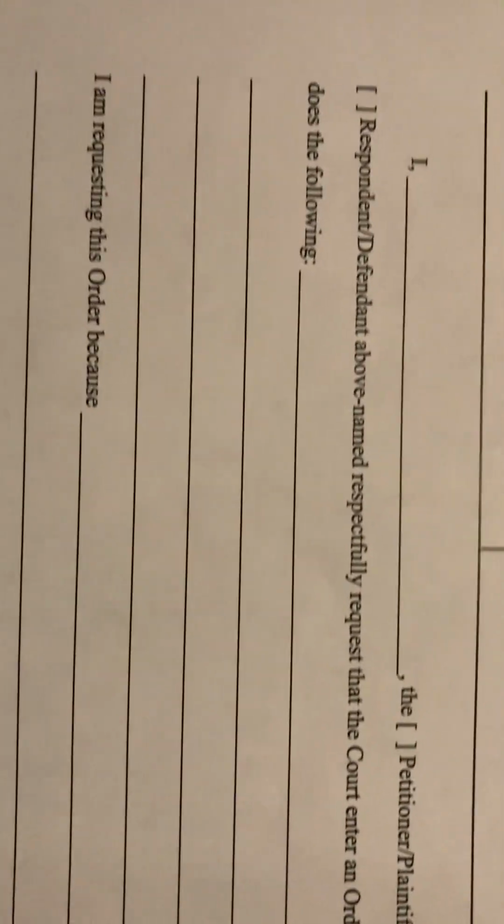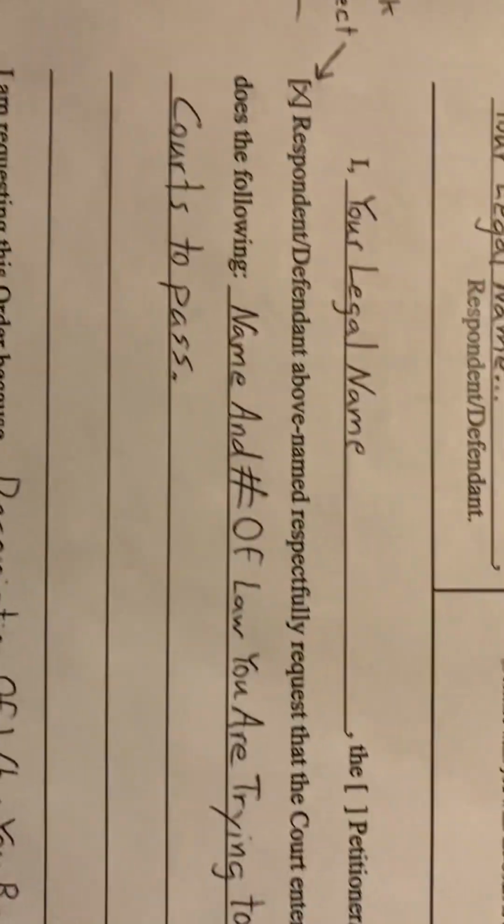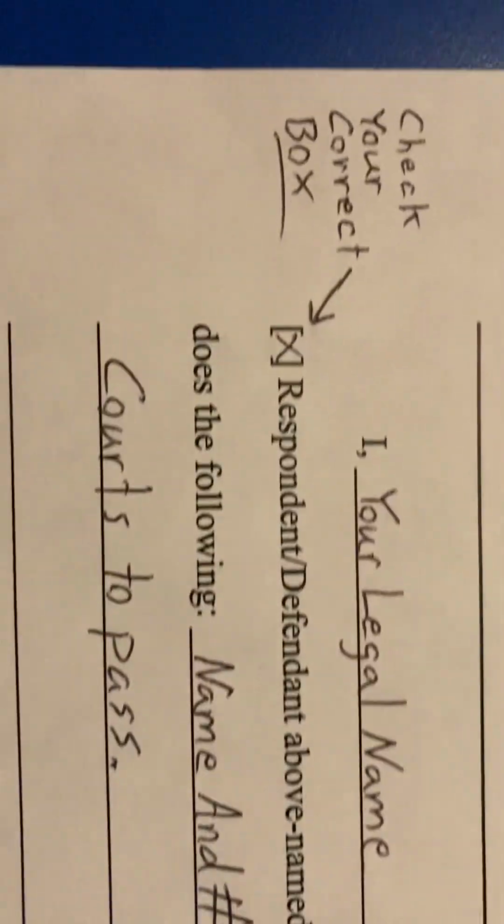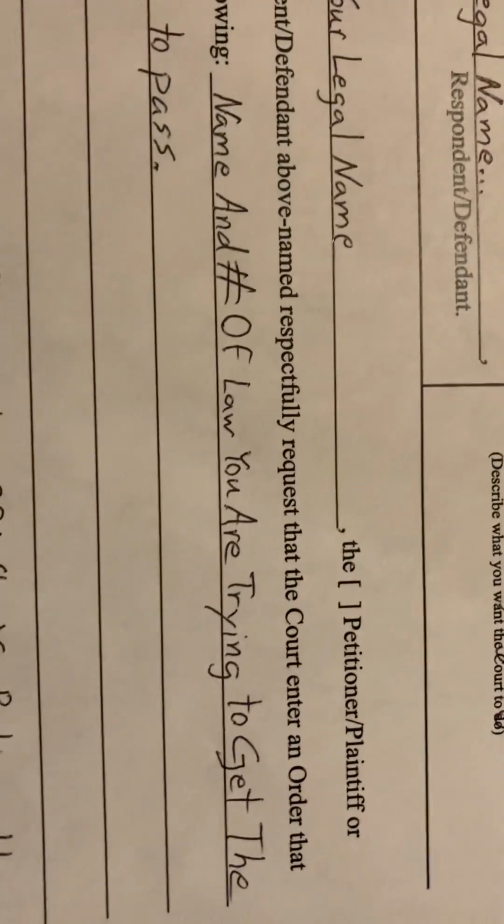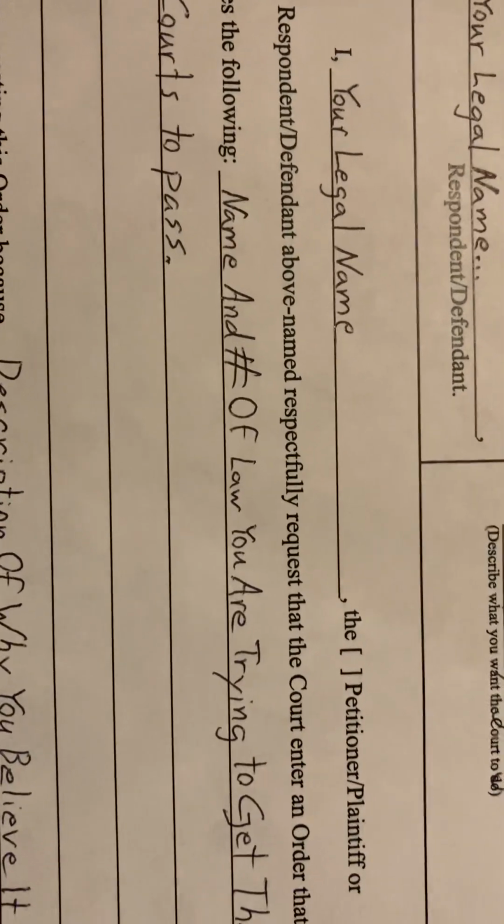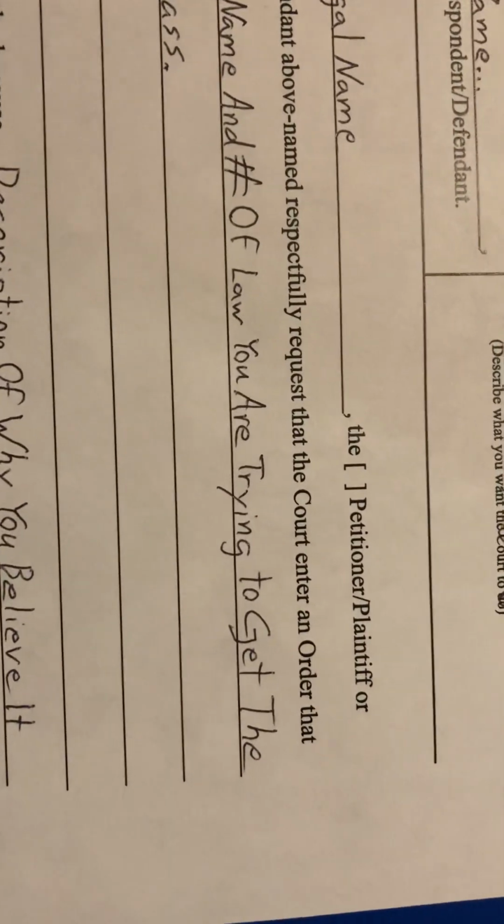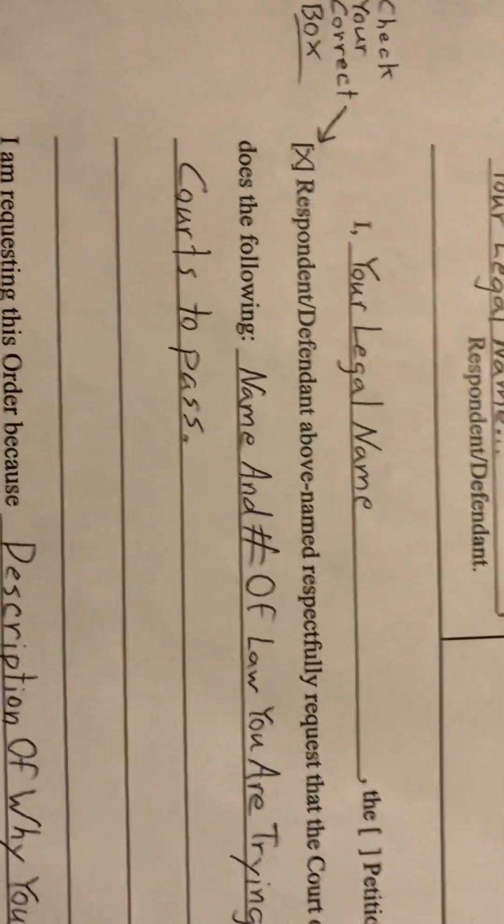Now you're going to put your legal name and the motion that you want done right there, and a brief description of why you think it would be a good idea for this motion to pass for the courts. Okay, we're going to go here. You've got your legal name, petition. Check your correct box of which you are. Are you the defendant? Are you the petitioner? And then request that the court enter an order that does the following: name and number of the law you are trying to get the courts to pass.